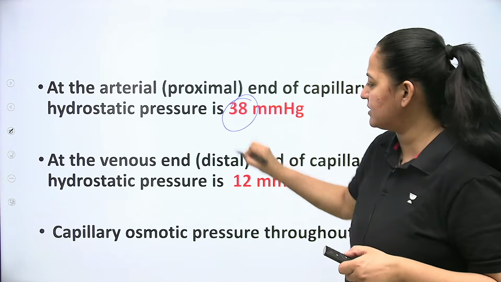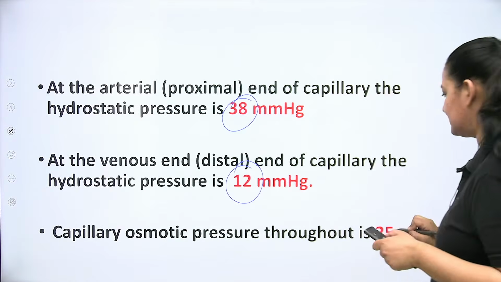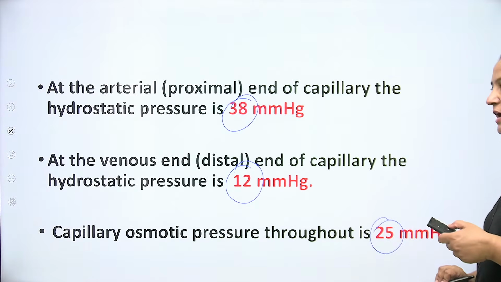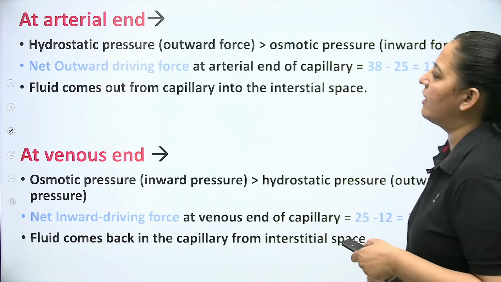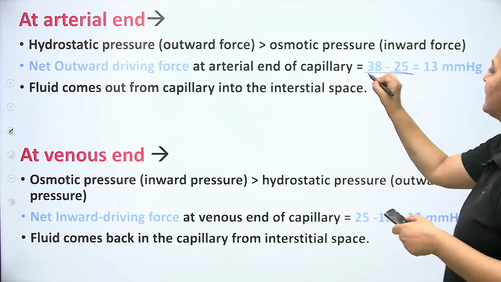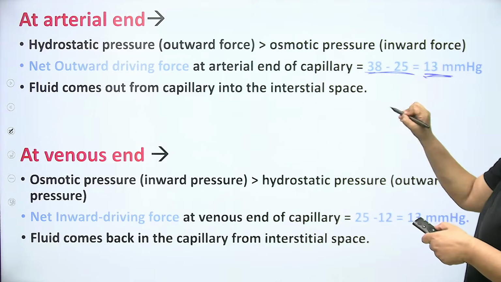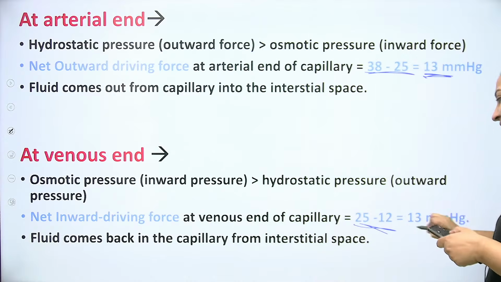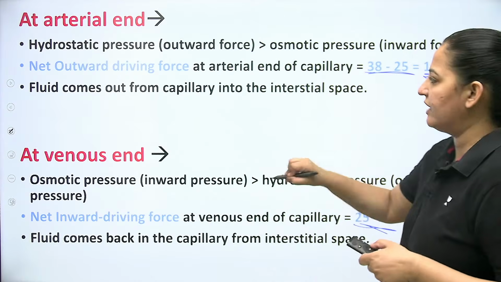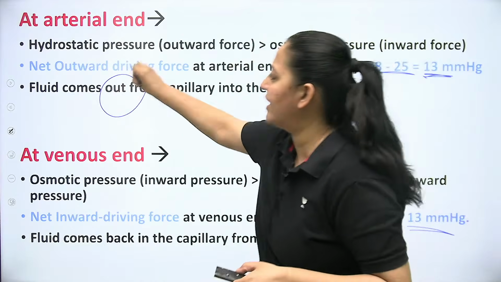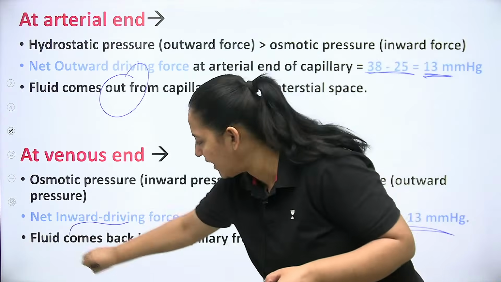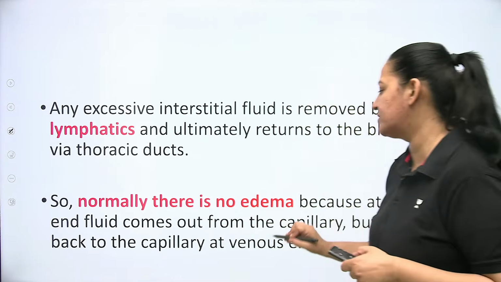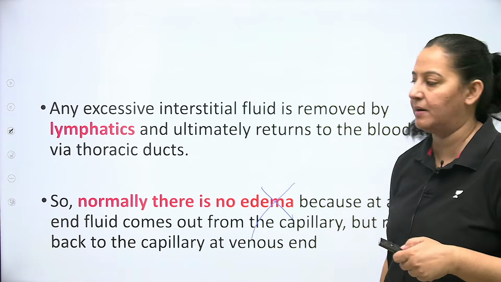At the arterial end, it is 38 and 12. So the net is 13, and at the venous end, osmotic is always 25 throughout the capillary. So this is the thing I want to tell you. At the arterial end, 38 minus 25 is 13, and it is outward. And at the venous end, it is 25 minus 12, again 13, it is inward. So whatever fluid is coming out at the arterial end, the same fluid is going back in at the venous end. So in the end, the tissue is dry and there is no edema.